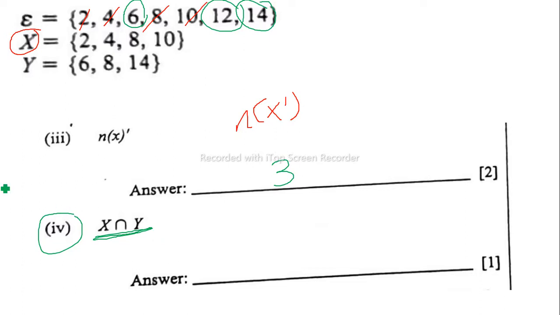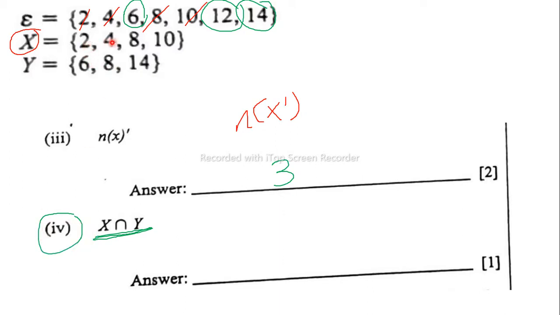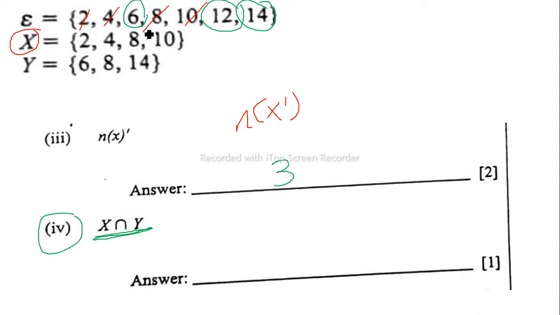So if we go to X, this is X. X is 2, 4, 8, and 10. If we go to Y, it's just 6, 8, and 14. So what they have in common is 8. Eight is what they have in common. And so the intersection is going to be just the number 8.